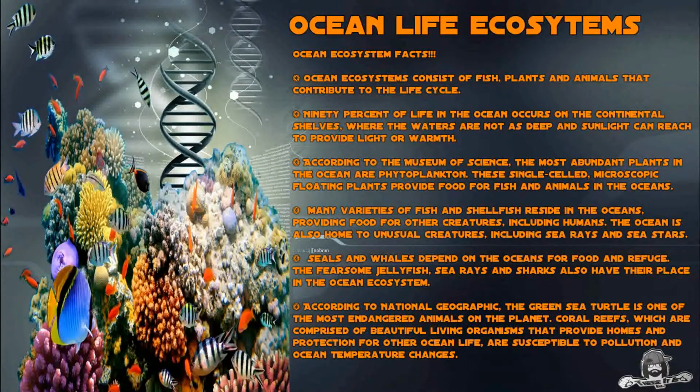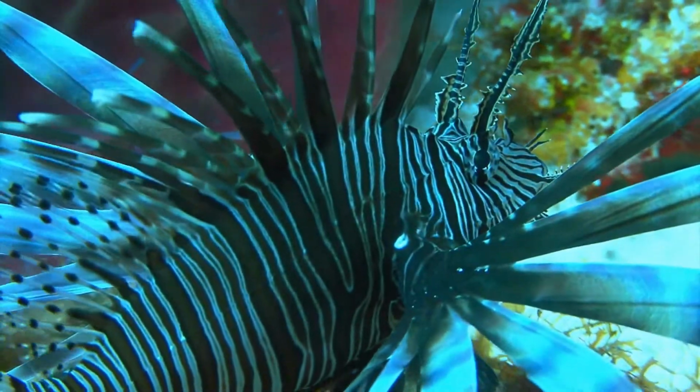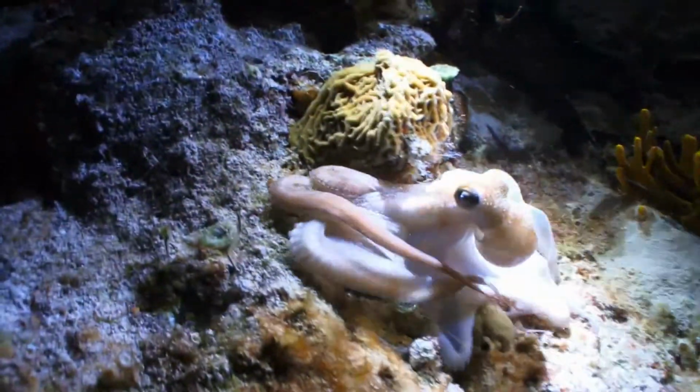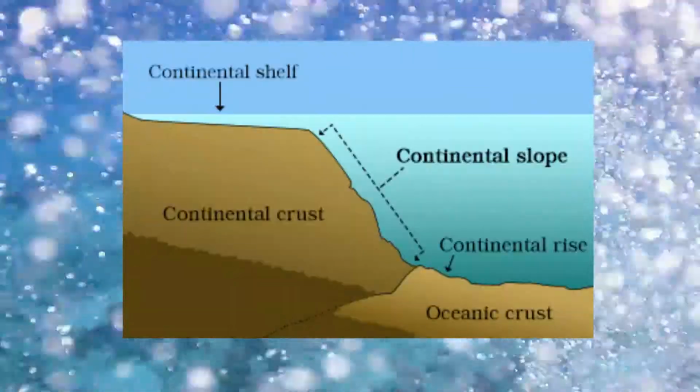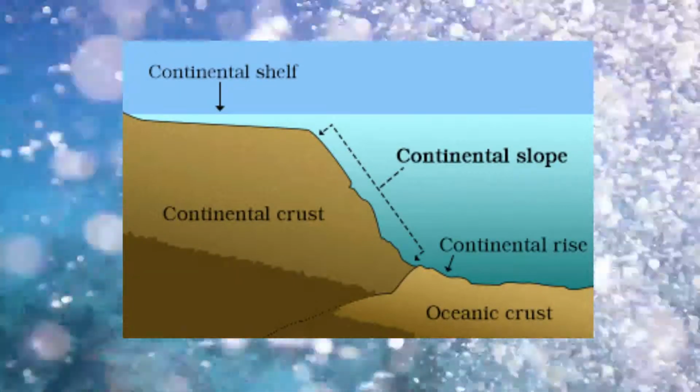Ocean life ecosystems. Ocean ecosystem facts. Ocean ecosystems consist of fish, plants, and animals that contribute to the life cycle. 90% of life in the ocean occurs on the continental shelves where the waters are not as deep and sunlight can reach to provide light or warmth.